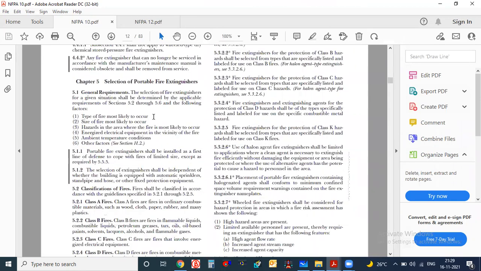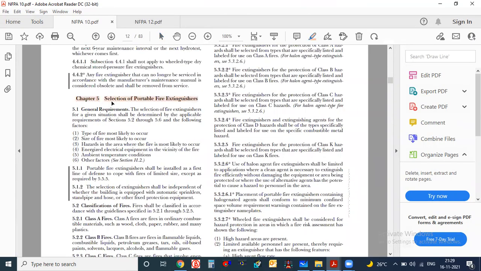If we go a little bit further, see here. From this chapter onwards, it is a little bit important. Here they have given the selection of portable fire extinguisher. Where and how we have to select, they have given certain factors here, like the type of fire most likely to occur, size of fire, hazards in the area, energized equipment, ambient temperature, and other factors.